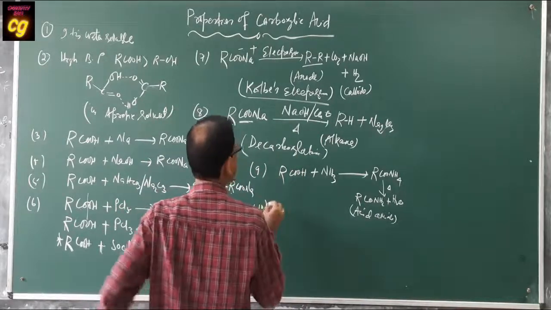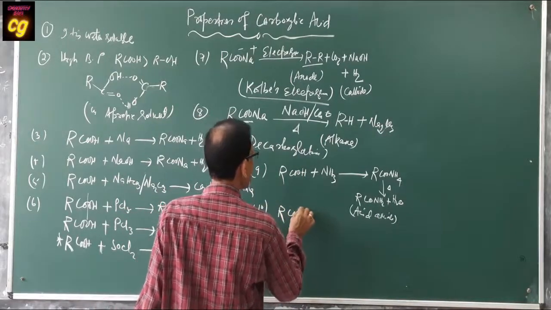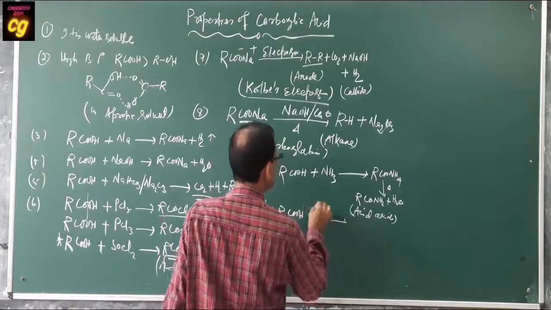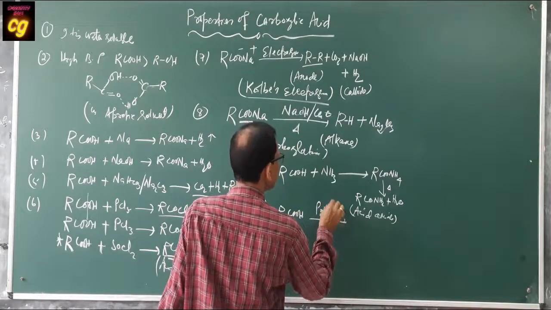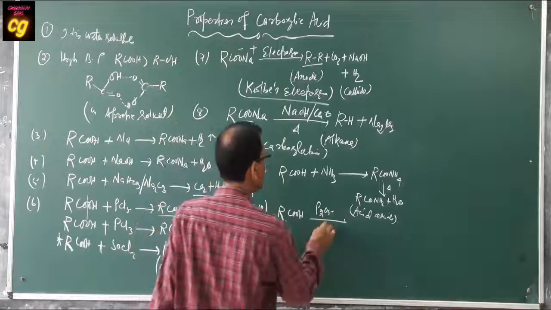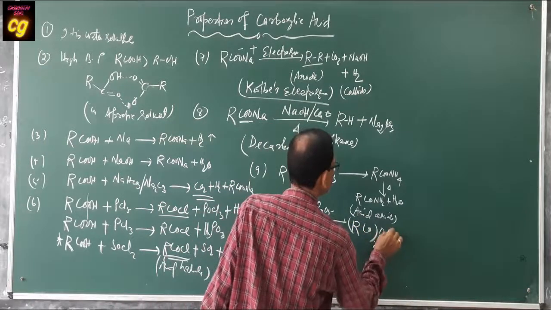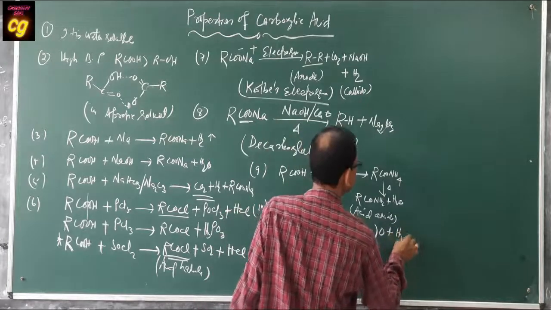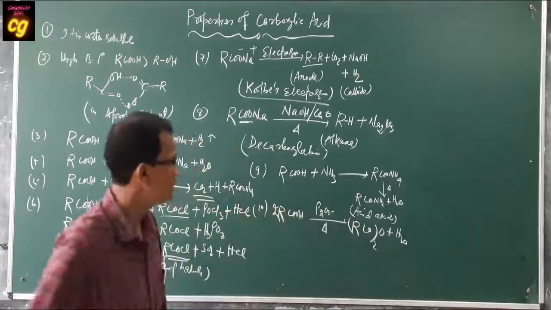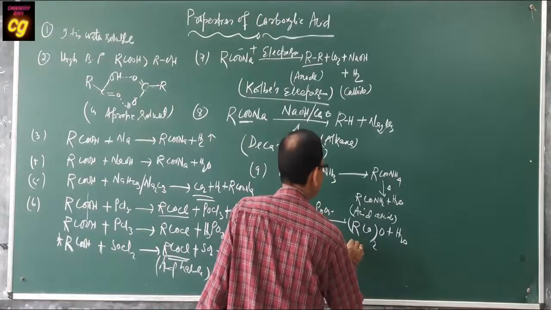Then the same acids, when reacted with P2O5, which acts as a dehydrating agent, on heating produce acid anhydride plus water. Here two molecules are required. This is acid anhydride.